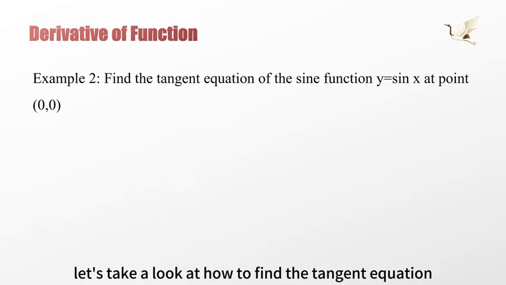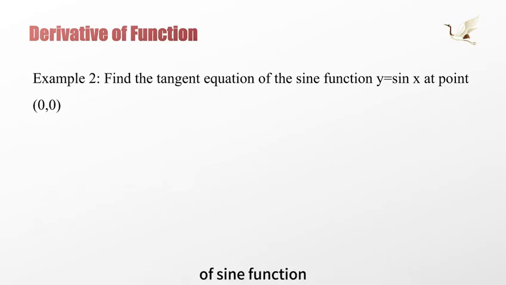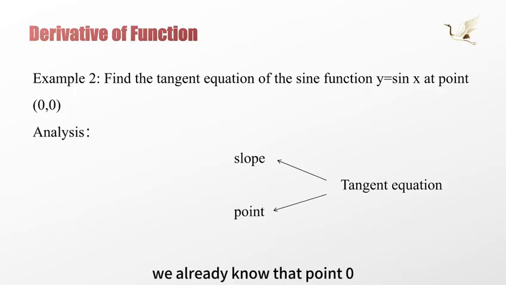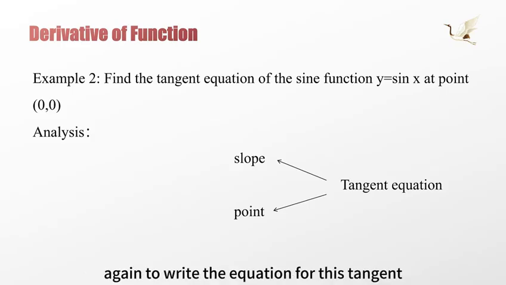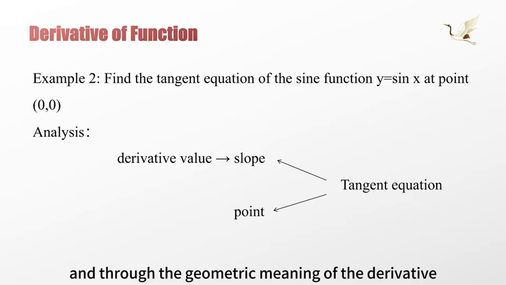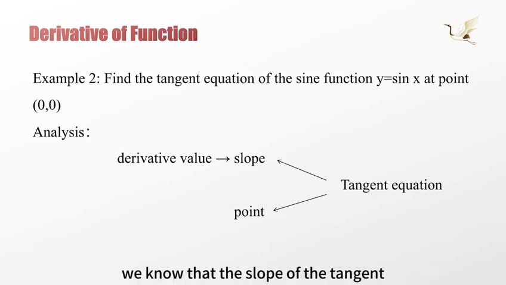Now let's take a look at how to find the tangent equation of the sine function y equals sin x at point 0. Let's first analyze this issue. We already know that point 0 is a point on the tangent line, which is a point on the straight line. So we only need to calculate the slope of the line to write the equation for this tangent. And through the geometric meaning of the derivative, we know that the slope of the tangent is equal to the derivative of this function at x equals 0.